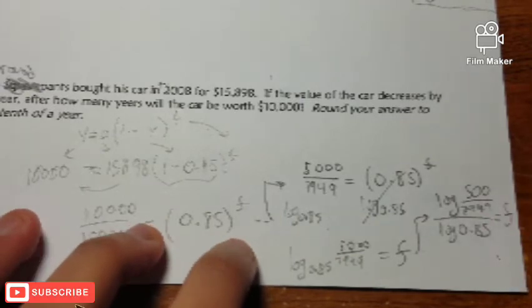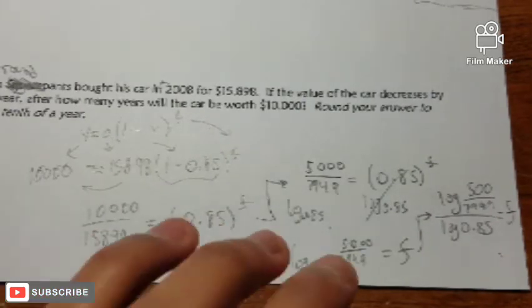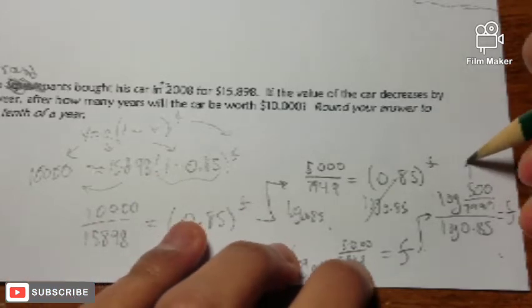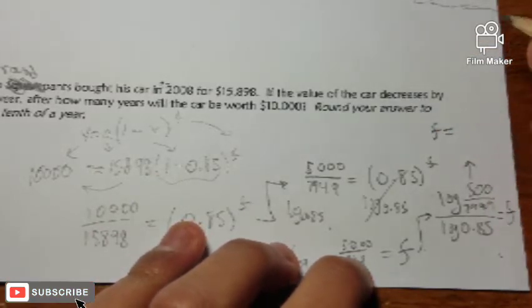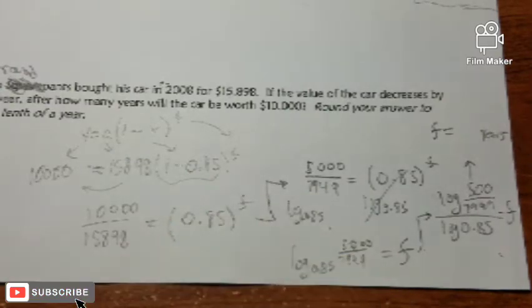So everything here is correct, but that 500 that you can see at the top of the log needs to be 5,000. So the final answer does not become the 17 that I got. The actual answer should be 2.853 years. Sorry for that mistake there.